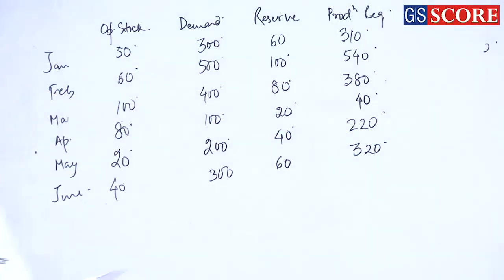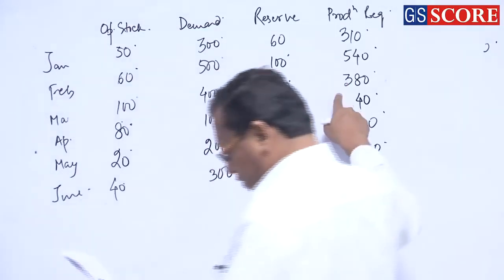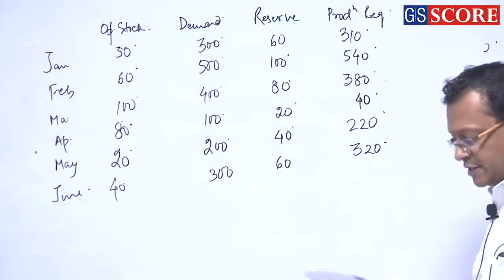So what is the opening stock for June? 40. So the correct option for 11th will be B. What is the production requirement for March? It is 380. So it is C option.